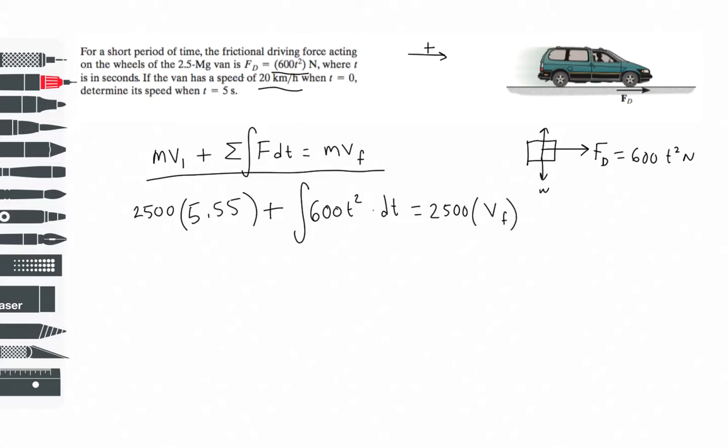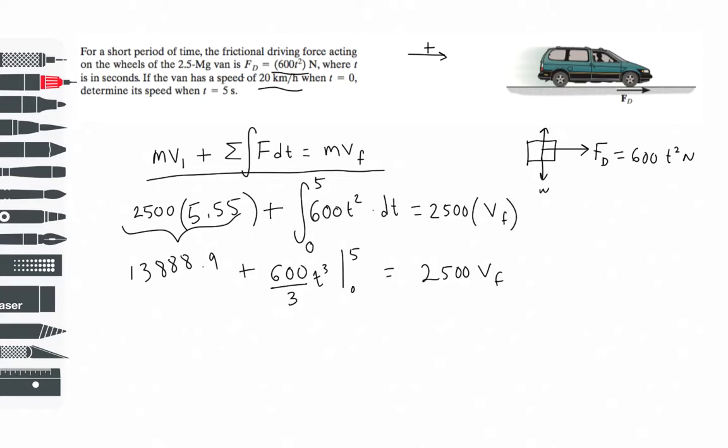Now you might be asking, what are the bounds of this integral? We're integrating with respect to time. Initially, t is equal to 0, and finally, t is equal to 5. Let's plug this into the calculator, and this value is 13,888.9, plus the integral of 600 t squared, taking 600 to be the constant, which is 200 t cubed, a simple power rule, with the bounds, and that is equal to 2,500 VF.